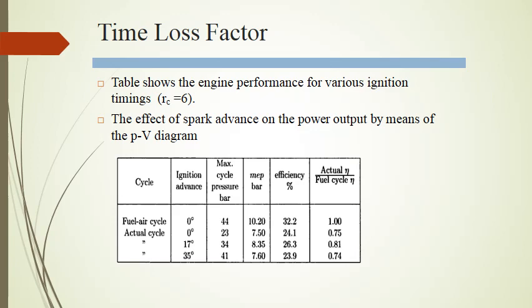So this table basically compares the engine performance for various ignition timings for the compression ratio 6. Here we have the various performance parameter values for the compression ratio 6 for the different ignition advances. The first row shows that for the fuel cycle the ignition advance is 0, the maximum cycle pressure is 44 bar, MEP is 10.2 bar and the efficiency is 32.2%. Now for the actual cycle we have all these values for 0 degree ignition advance, 17 degree ignition advance and 35 degree ignition advance, and we found that maximum efficiency, as well as the ratio of actual efficiency and fuel cycle efficiency, is found in the case of the advance of 17 degrees.